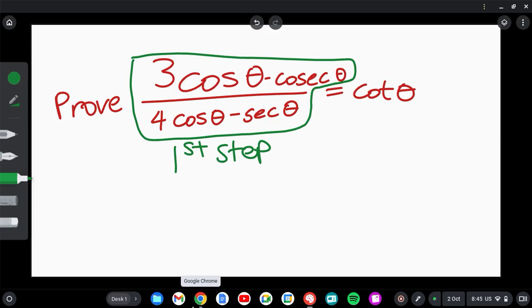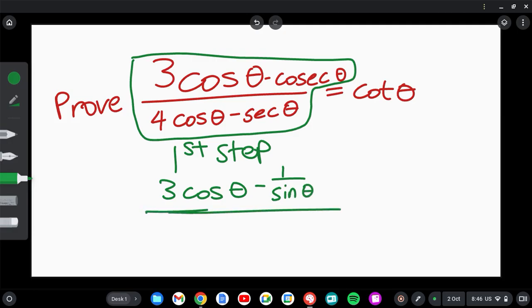The second step is to think of what definition or known identity to apply at each step. So for example, your cosecant theta, you already know it's 1 over sine, so why not change it? You should be able to change it like this. It is okay to put a fraction on a divided line.